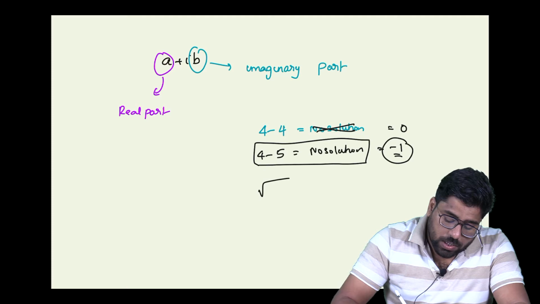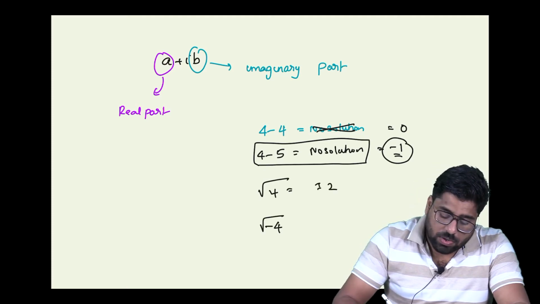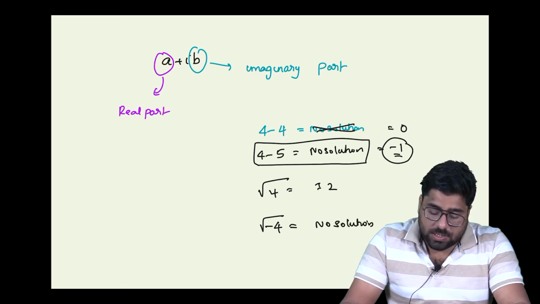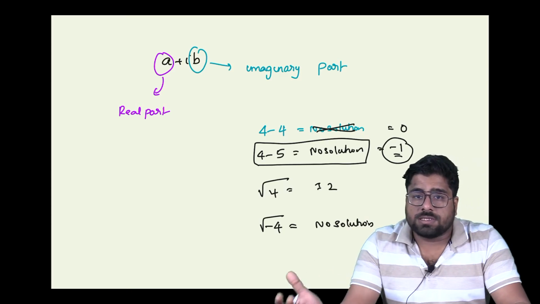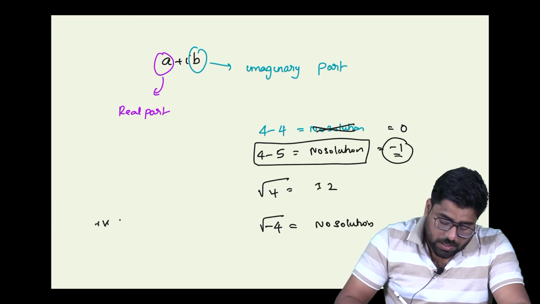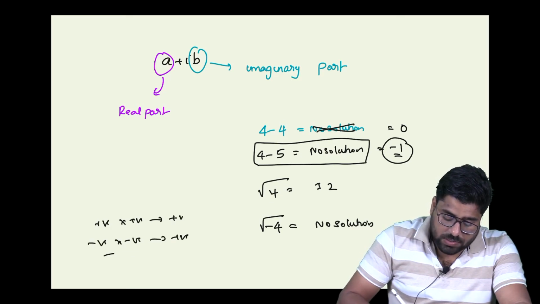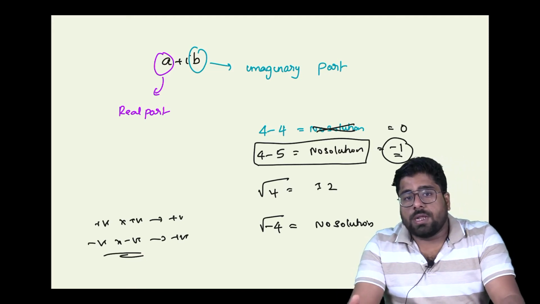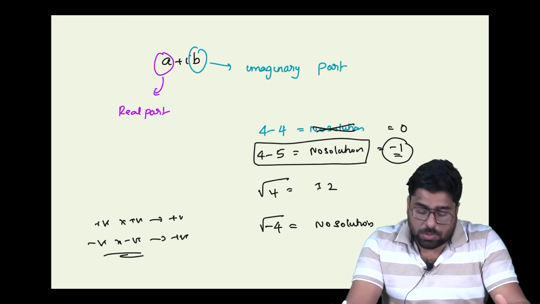Now similarly, square root of 4 has ±2 as its answer, but square root of -4 had no solution for a long period of time. The reason is that we cannot find a number which, when multiplied by itself, yields a negative number. Why? Because a positive number times a positive number is positive, and a negative number times a negative number is also positive. So the solution cannot be positive and it cannot be negative. The only number that is neither positive nor negative is zero, so we said it is not possible to have a solution.